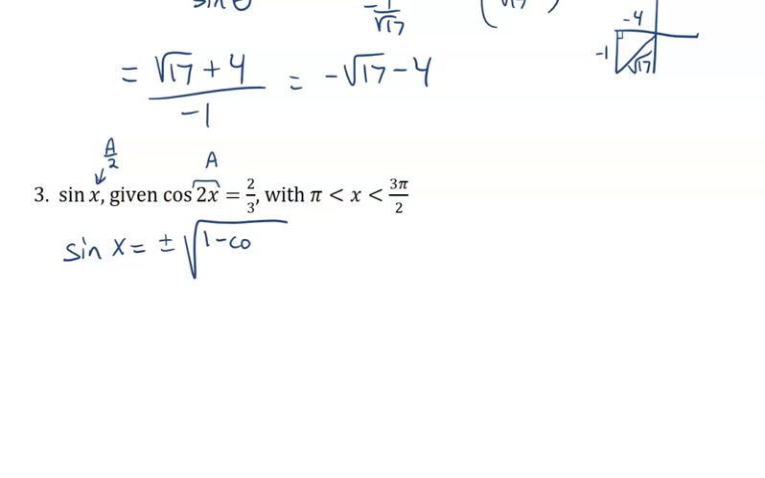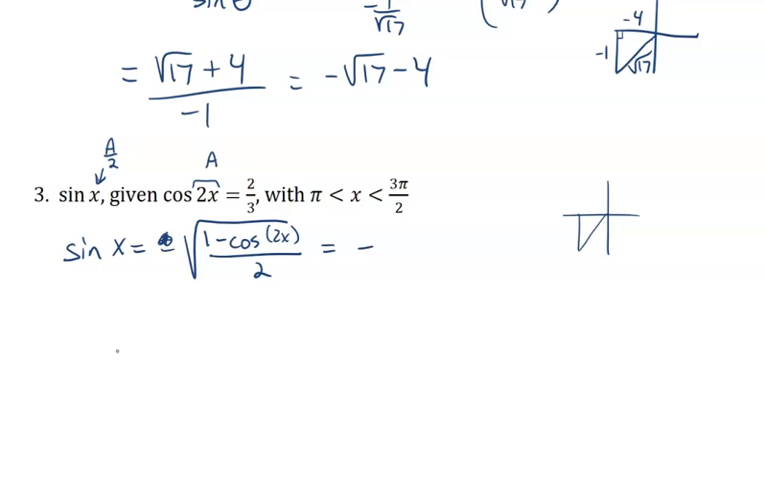There's going to be 1 minus cosine of 2x all over 2. Let's come back here. x is between pi and 3 pi over 2, which is in quadrant 3. Oh, actually, that's already x, so we're in quadrant 3. We don't need to divide anything by 2, and therefore sine is negative. So let's get rid of this. We have a negative there.